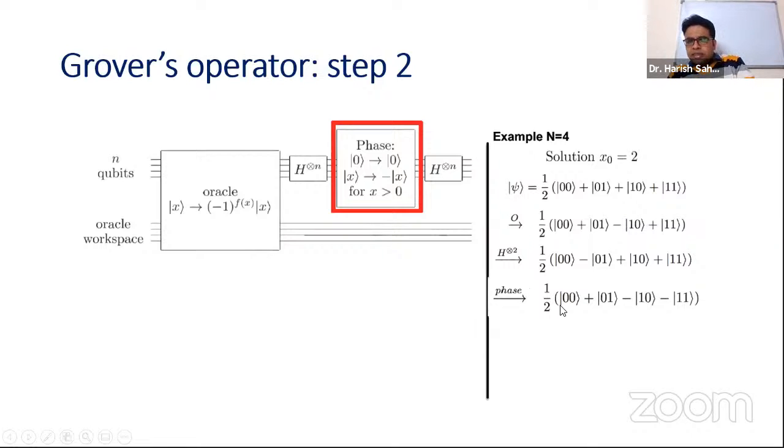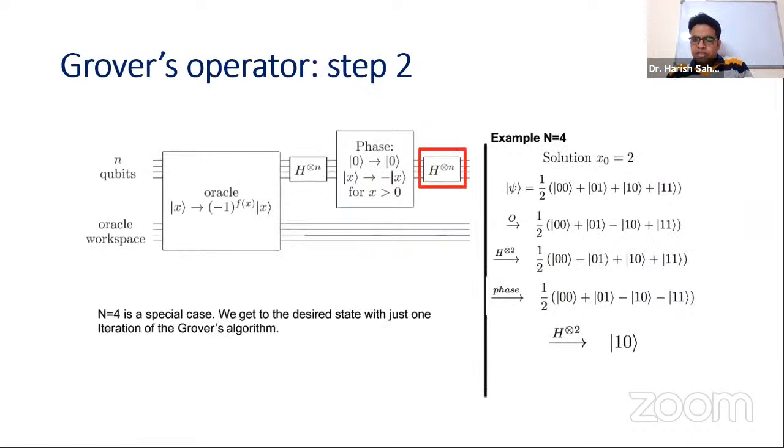Again, on this state, we are applying 2 Hadamard gates. What will happen with this 0 0? It will split into 4 states. Similarly, this will also split into 4 states. This will also. And then some states will cancel out and we will get this kind of state.